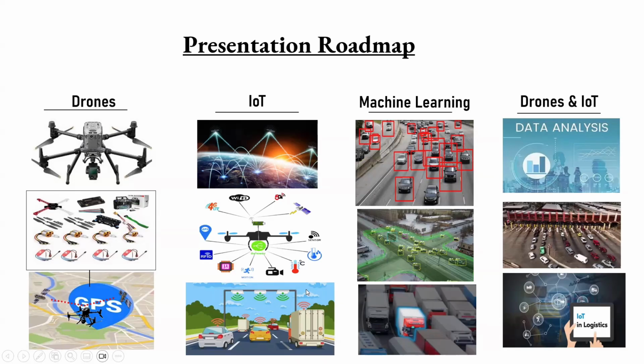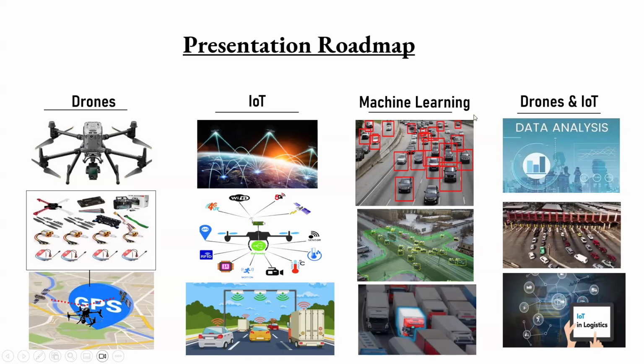In the next section, we have the machine learning. As you can see here, we have multiple objects detected. We will use the machine learning to detect trucks, to predict the traffic flow and the congestion near borders or highways, and the parking occupancy.